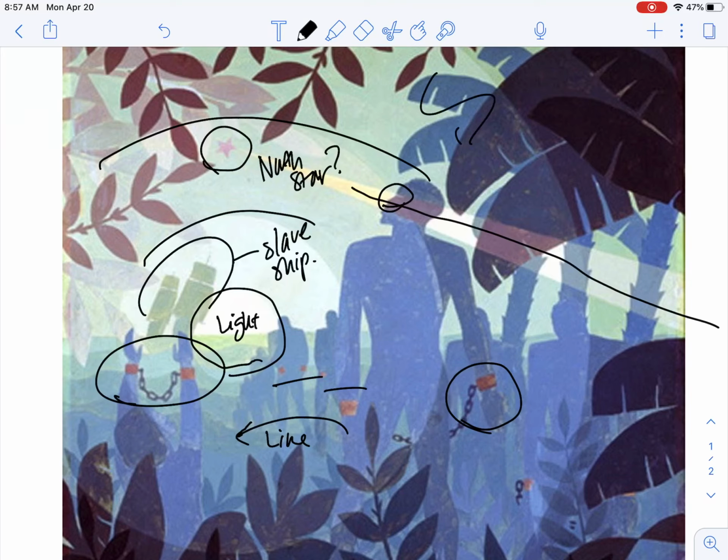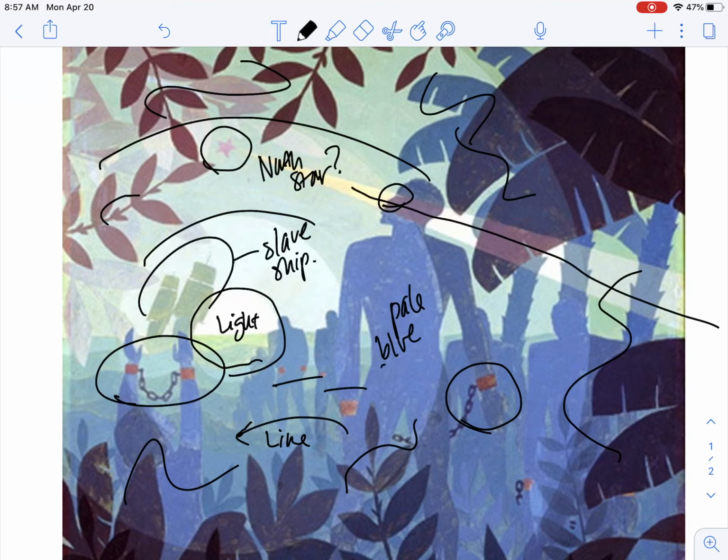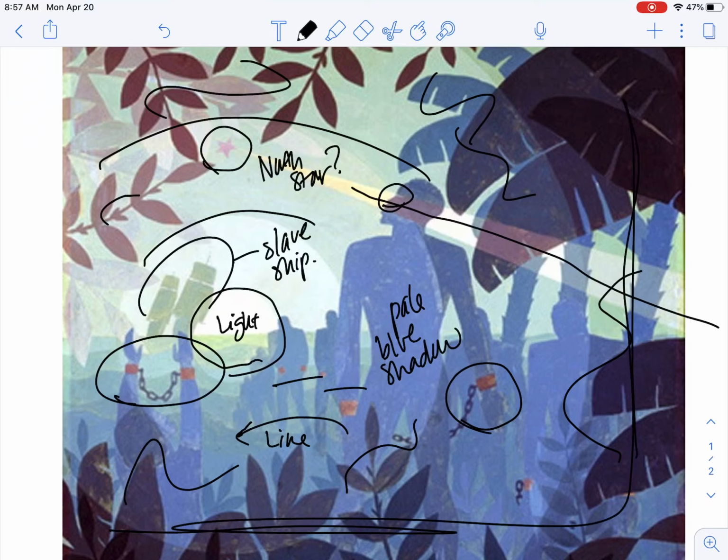You have these jungle elements over here, all the leaves and things coming up into the frame. And then again, you have this pale blue, almost shadow type of coloring going on in the figures themselves. And then the lightness in the back. So it starts dark over here and then it gets lighter up here in the corners.